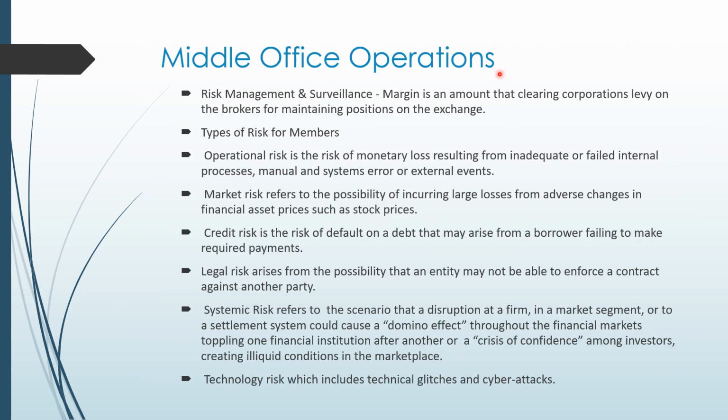Middle office operations consist of risk management and surveillance, and this is usually done with the help of margins. Margin is the amount which a clearing corporation levies on the stockbrokers for maintaining positions on the stock exchange. There are different types of risk for the members: operational risk, market risk, credit risk, legal risk, systematic risk, and technology risk.